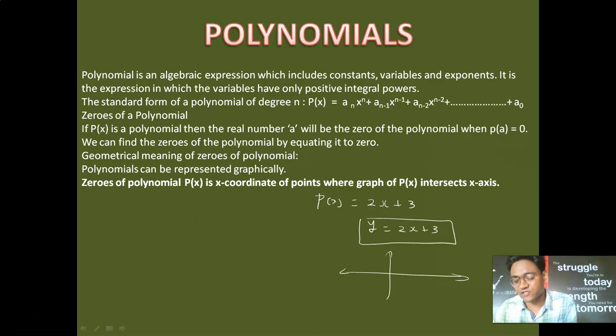ये जो लाइन है, ये लाइन x एक्सिस को किस पॉइंट पर इंटरसेक्ट करेगी? जबकि y 0 होगा, और जब y 0 होगा मतलब px 0 होगा, तो यहाँ पर x की वैल्यू क्या आने वाली है? x की वैल्यू -3/2 आने वाली है ना. -3/2 यहाँ कोई पॉइंट मिलेगा मुझे. तो ये जो पॉइंट है, इस पॉइंट का जो x कोऑर्डिनेट है, वही तो इस पॉलिनोमियल का एक जीरो है.